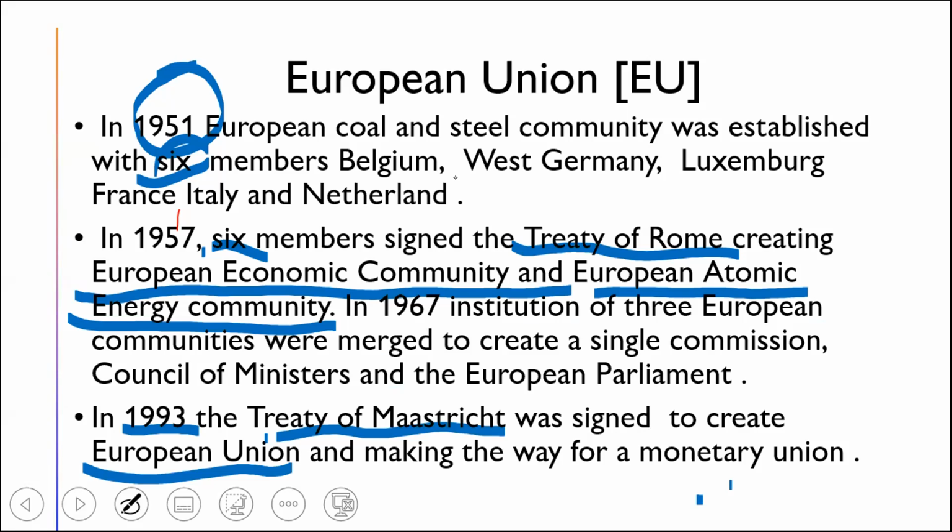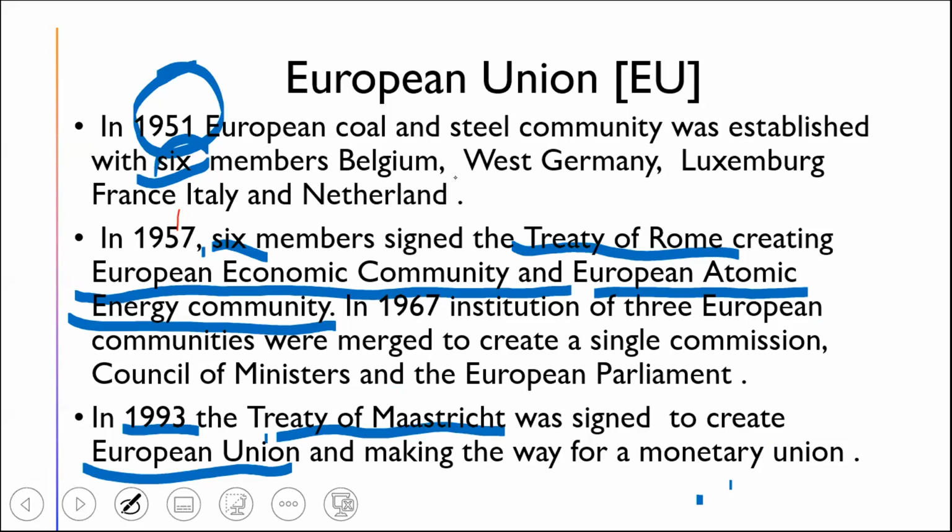I am repeating, in 1993, a treaty was signed. You know that treaty means an agreement. An agreement was signed. The place where that agreement was signed, Maastricht. It's a place. Maastricht means that is where the treaty was signed.